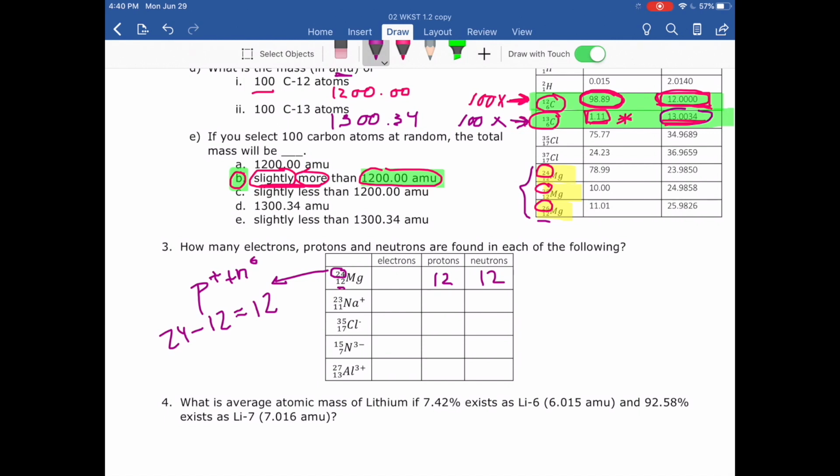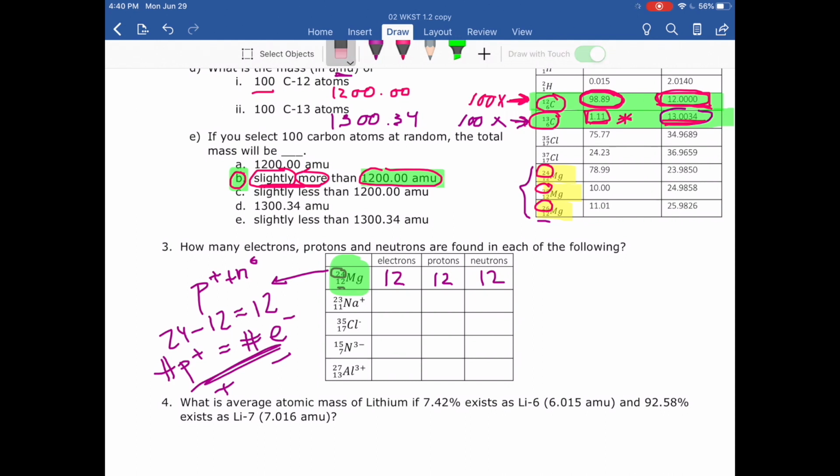Now, the electrons. Because this isotope has no charge, having no charge means that the number of protons equals the number of electrons. That's why it has no charge, because the negative and the positive charges are balanced. So the number of electrons in this case has to be the same number as the protons. So it's going to be 12.